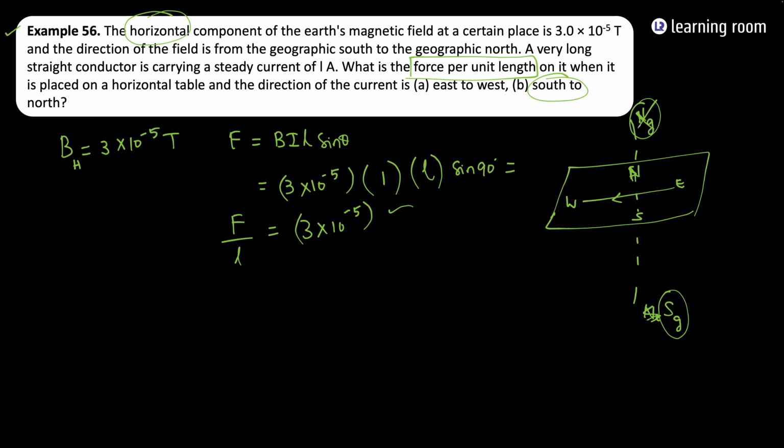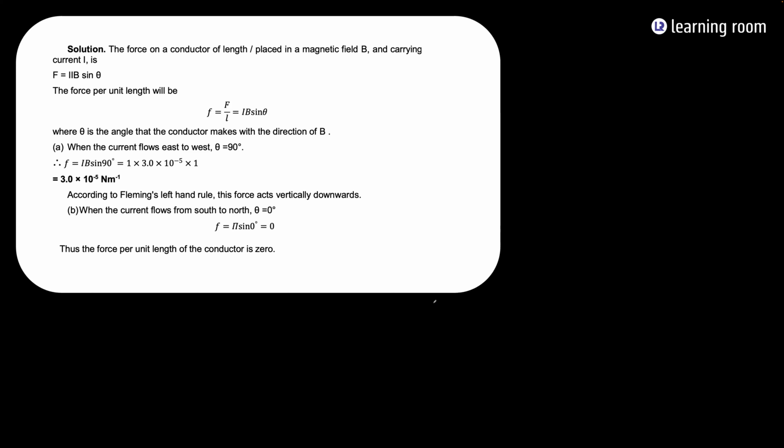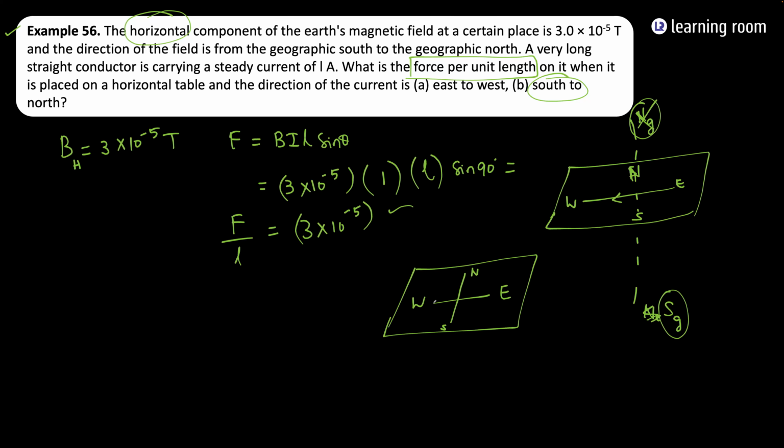If you take this to be the table, this is east, this is west, this is south, this is north. This is the horizontal component itself. So what is happening in the first case? The current is flowing perpendicular to it. In the second case, the current is flowing in the direction of the field. So in the second case, the force is 0, whereas in the first case, it should be 3 into 10 power minus 5 Newton per meter. So I hope there is no confusion. Did you understand? So don't draw this one. This is wrong.